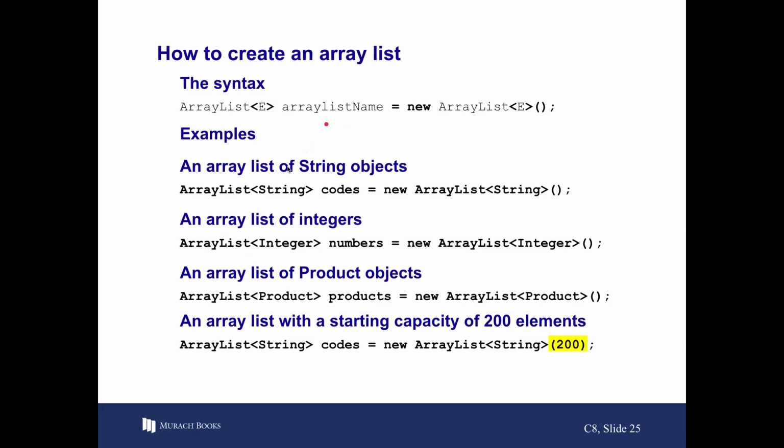Here's examples of creating an array list. This is an array list of String. We're setting the type. This is the type of the variable. This is the name of the variable, codes, and it's set to new ArrayList of String, new ArrayList of Integer, etc.